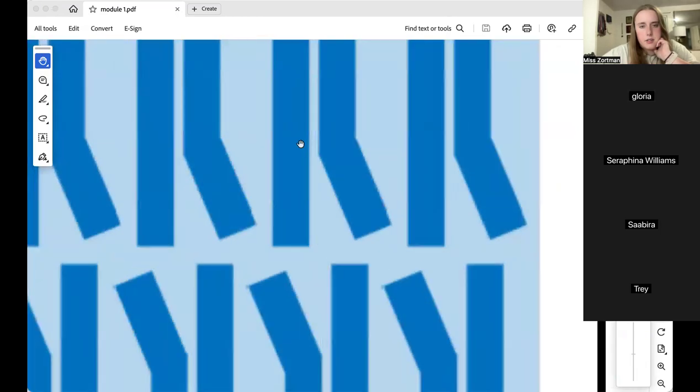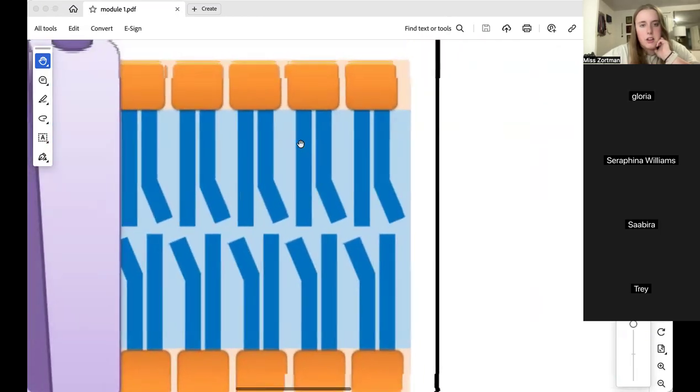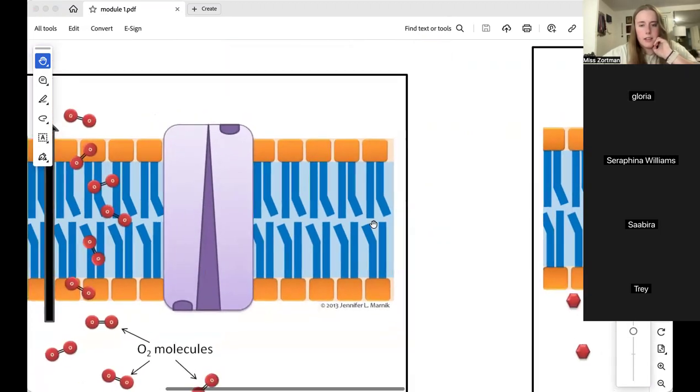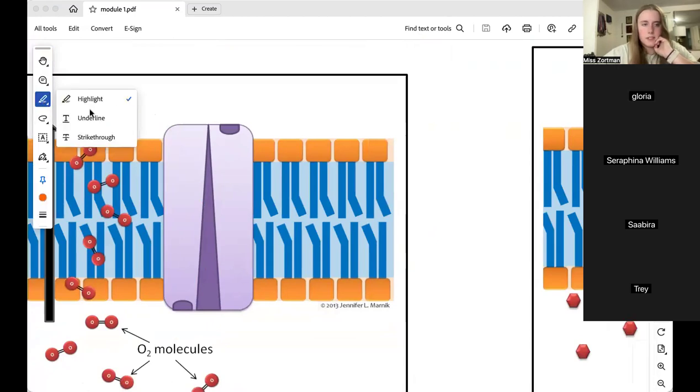a big part here, whoa, zoomed in really far, okay, are our phospholipids. We love phospholipids. They're cute. They have the phospholipid head and the phospholipid tails, which are going to create a bilayer, meaning two layers. So we have, let me see if I can write.